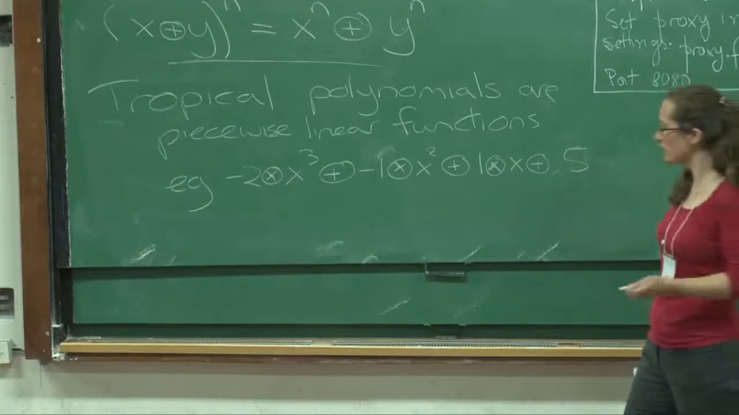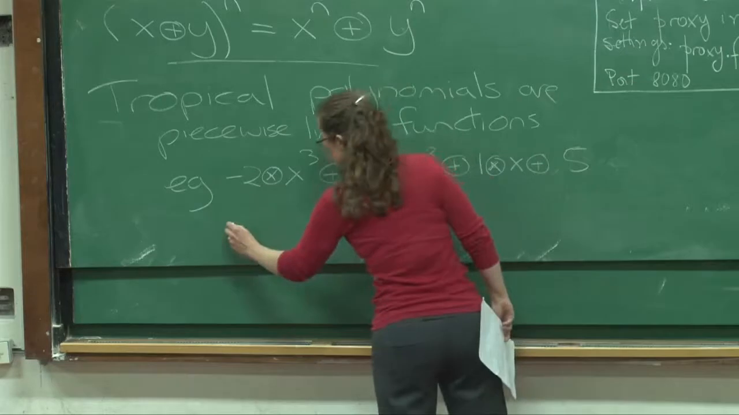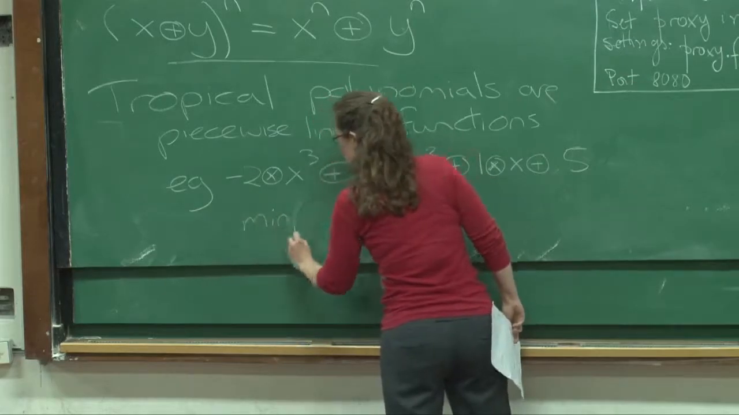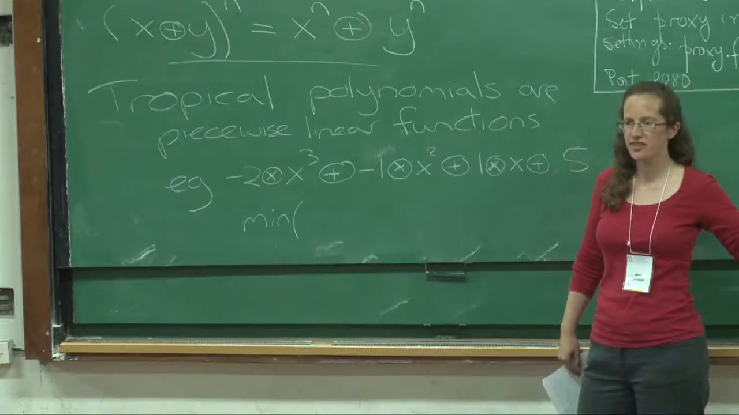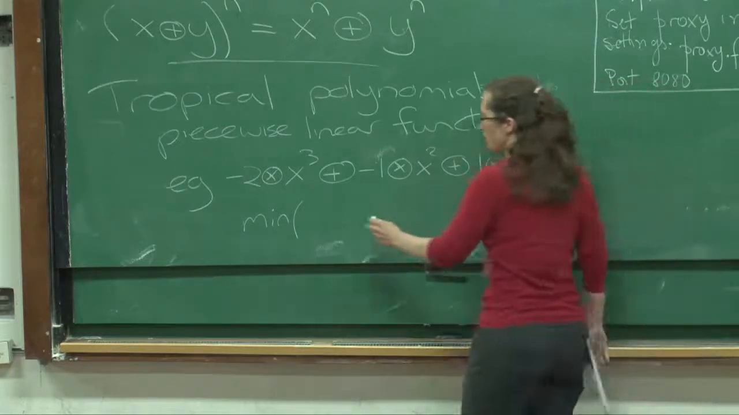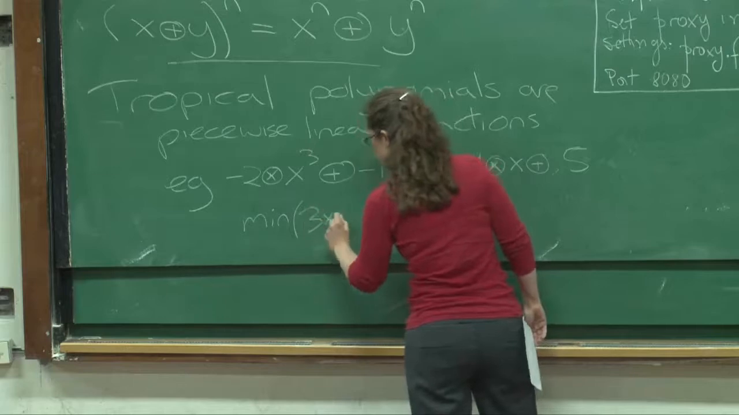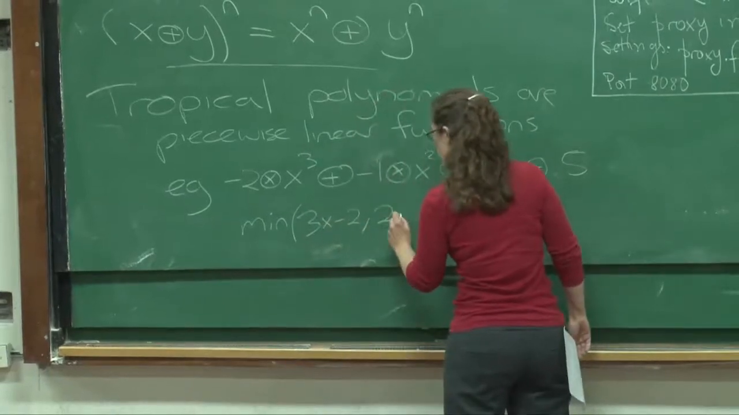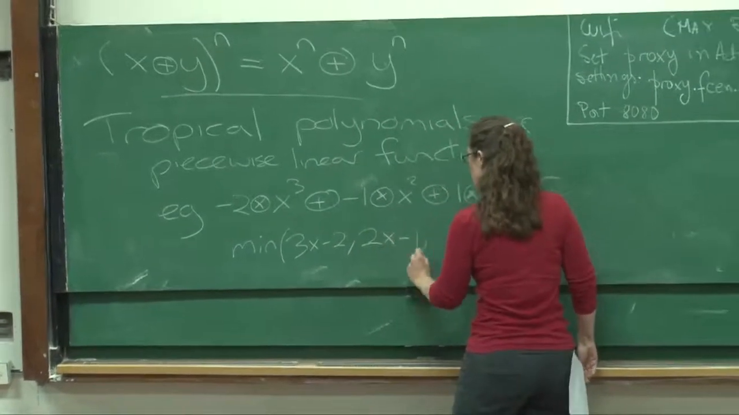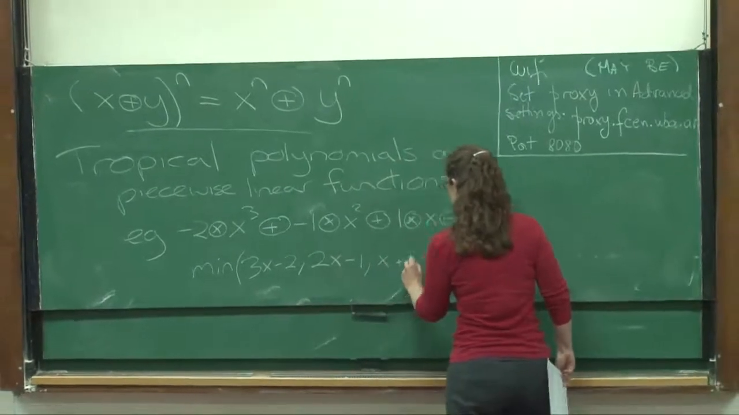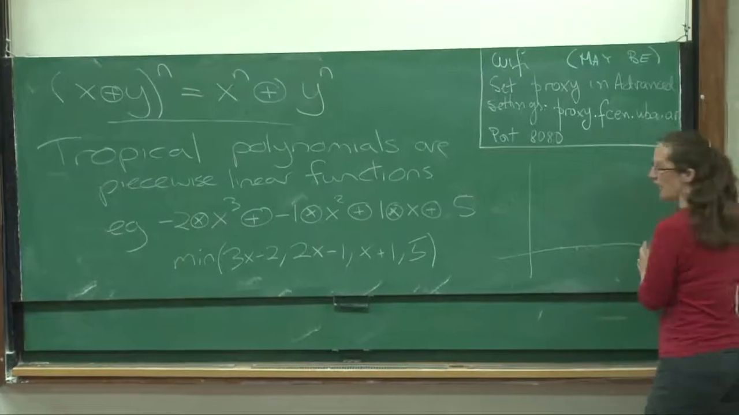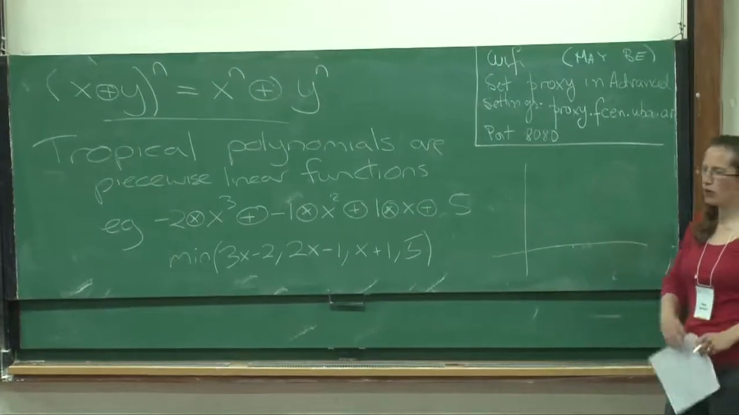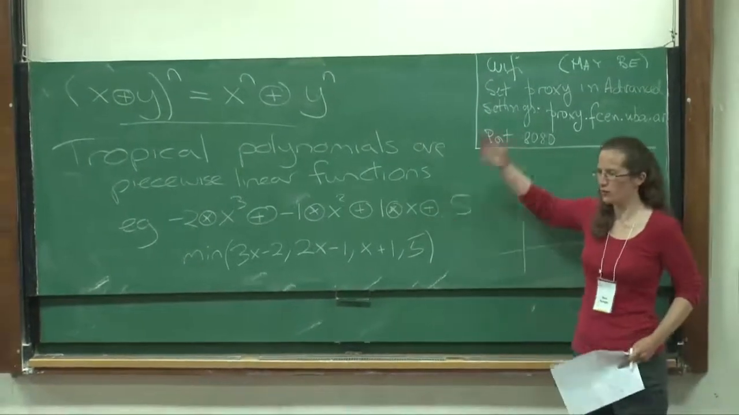In usual arithmetic, the pluses become minimum, so this is the minimum of x cubed, which is x times x times x. In usual arithmetic, that's 3x. So we've got the minimum of 3x minus 2, 2x minus 1, x plus 1, and 5. As a function, polynomials are functions from the field to the field.